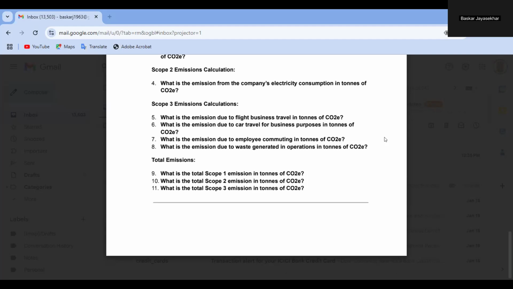For the total emissions, what is the total scope 1 emission in terms of CO2 equivalent? What is the total scope 2 emission in terms of CO2 equivalent? What is the total scope 3 emission in terms of CO2 equivalent?